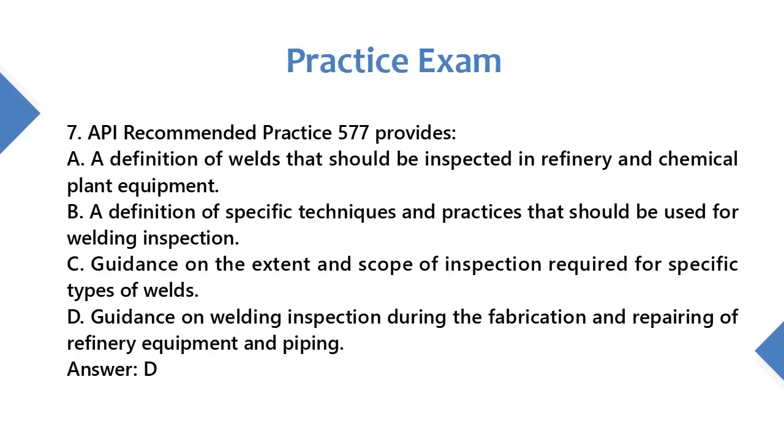7. API Recommended Practice 577 provides: A. A definition of welds that should be inspected in refinery and chemical plant equipment. B. A definition of specific techniques and practices that should be used for welding inspection. C. Guidance on the extent and scope of inspection required for specific types of welds. D. Guidance on welding inspection during the fabrication and repairing of refinery equipment and piping. Answer: D.